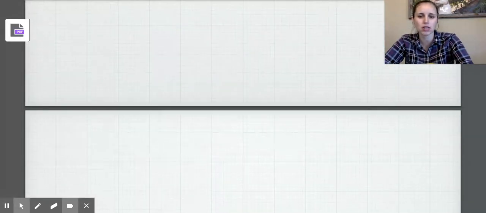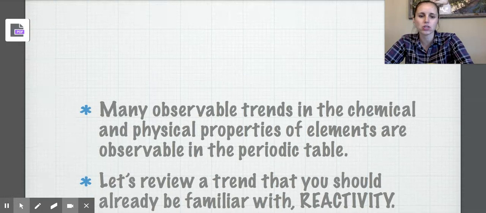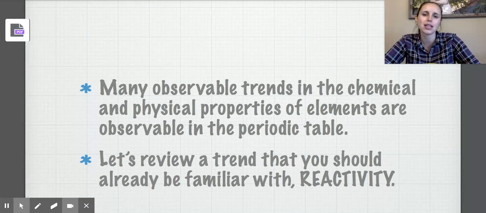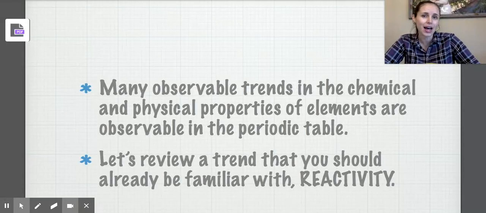So what we're going to start with is reviewing a trend that you've actually seen before, that I showed you in grade 9, and I showed you again in grade 10. Many observable trends in the chemical and physical properties of elements are observable on the periodic table. We are going to start reviewing the trend of reactivity. So remember, reactivity is just how reactive something is.